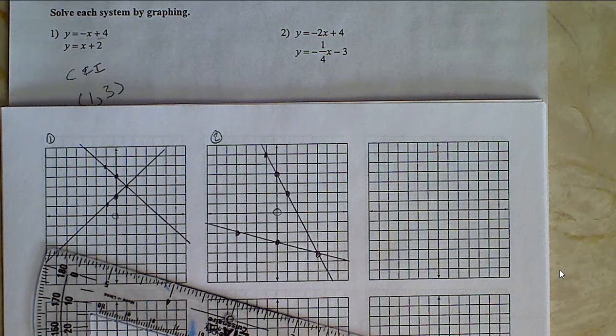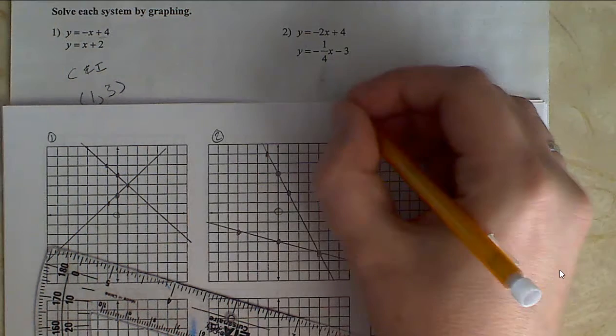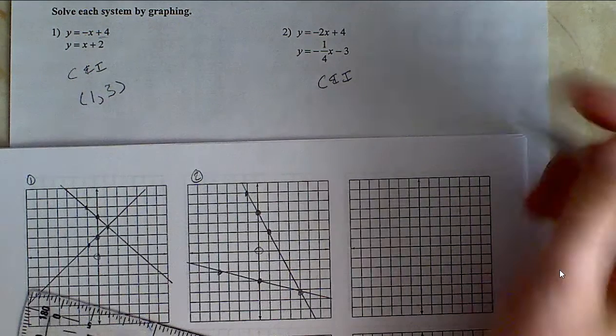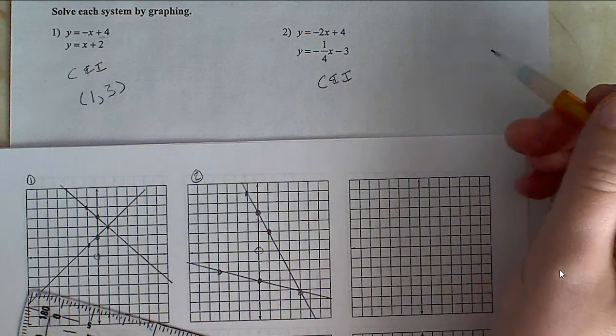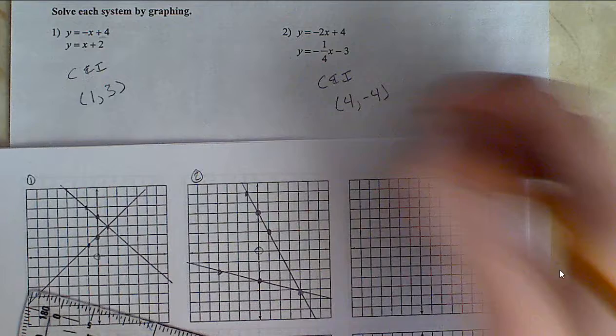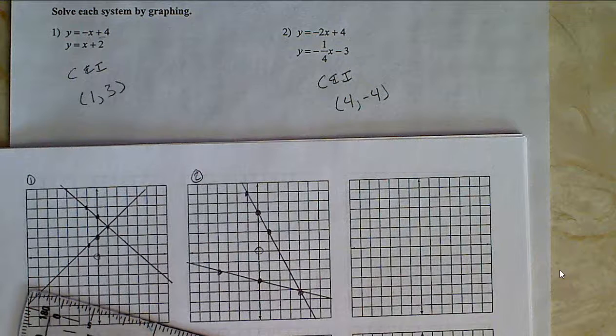So then are these two C and I, or C and D? They're C and I. And then what's the point where they intersect? 4, negative 4. All right. Cool.